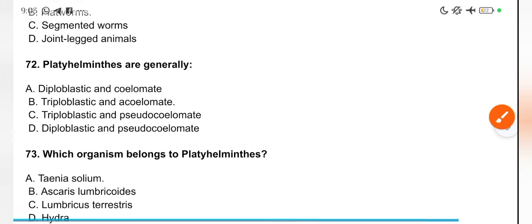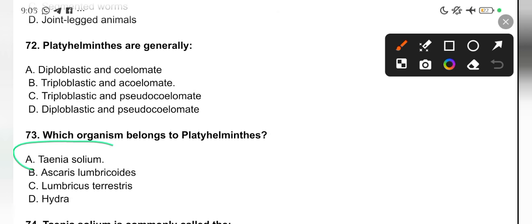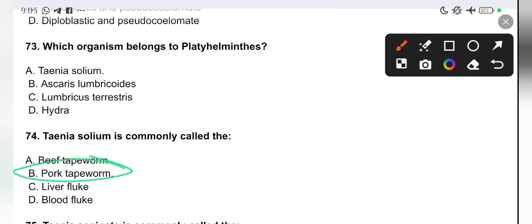Which organism belongs to the Platyhelminthes? Of course, the Taenia solium. Taenia, tapeworm. So we have different species. We have Taenia solium, we have other Taenias. You should take note of them. Taenia solium is commonly called pork tapeworm. So this is another popular question that you should take note of. They may ask you what is pork tapeworm. You should know that pork tapeworm is Taenia solium.